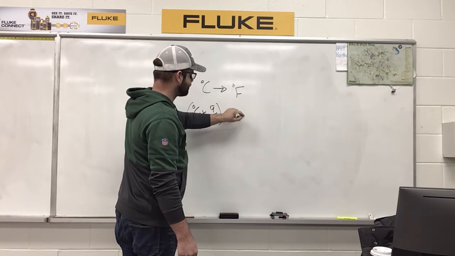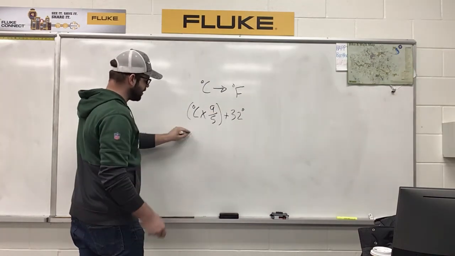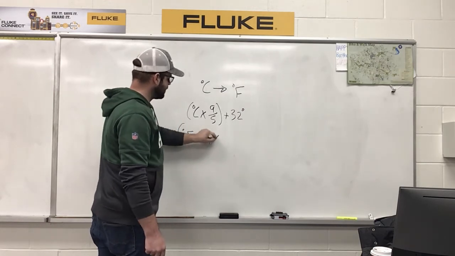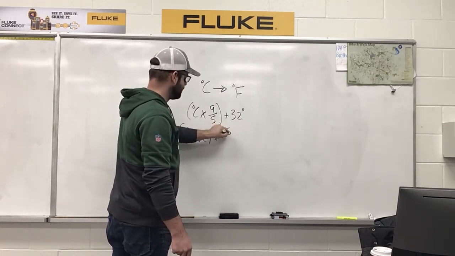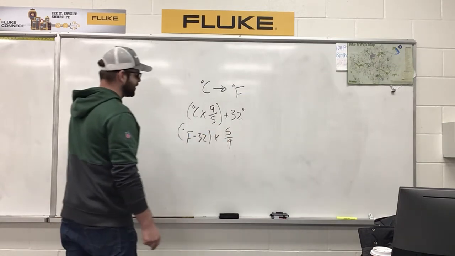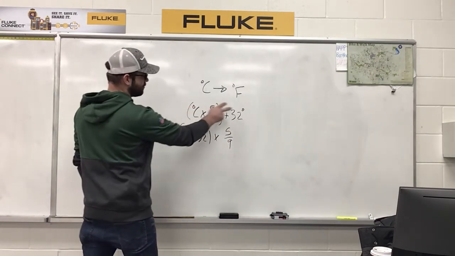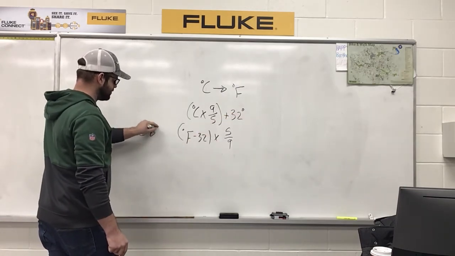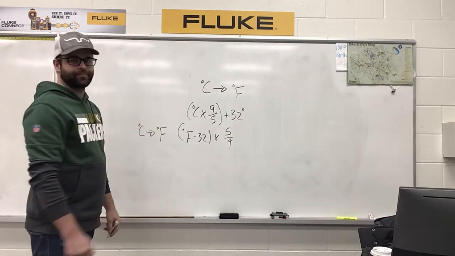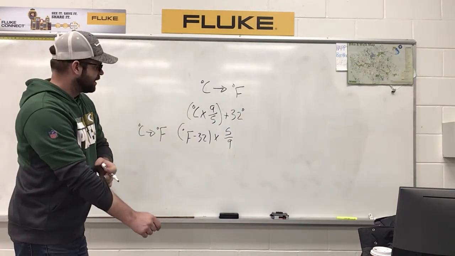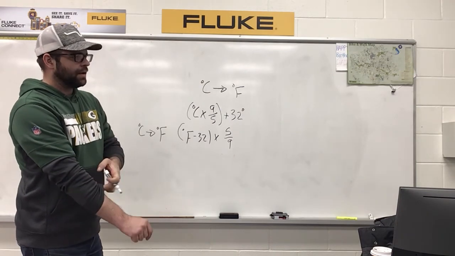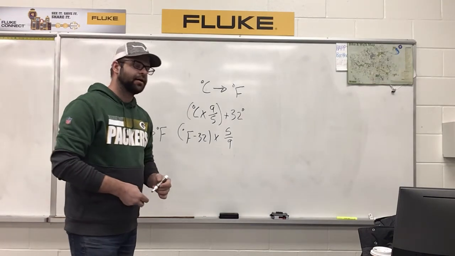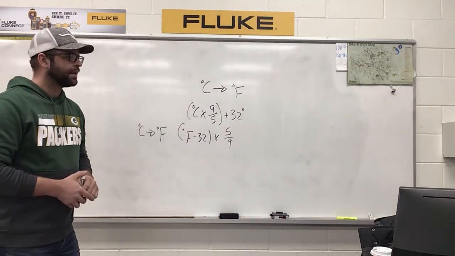plus 32. And then going the other way, we take degrees Fahrenheit, subtract 32, then times 5/9. So that's going to Celsius. The first one is going from degrees Celsius to degrees Fahrenheit. So fairly straightforward. And then know your Kelvin and Rankine scales from those charts that I had given you.